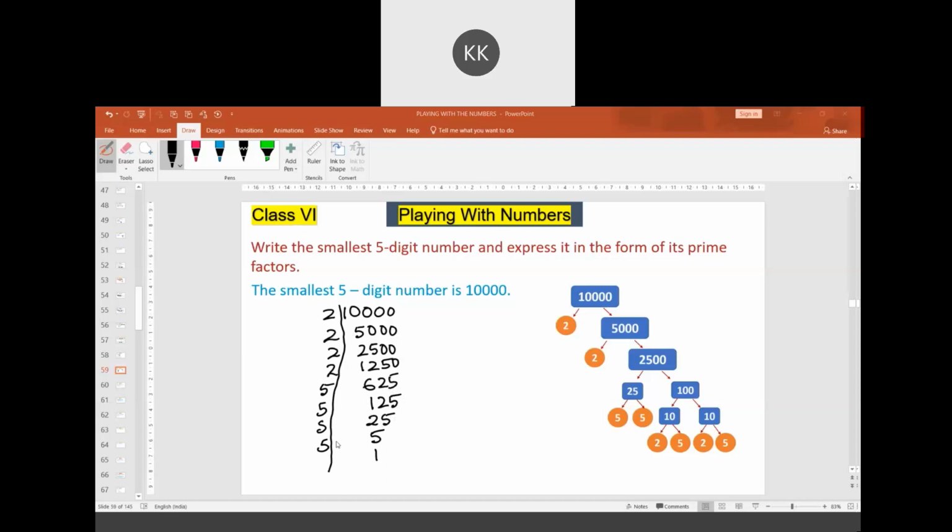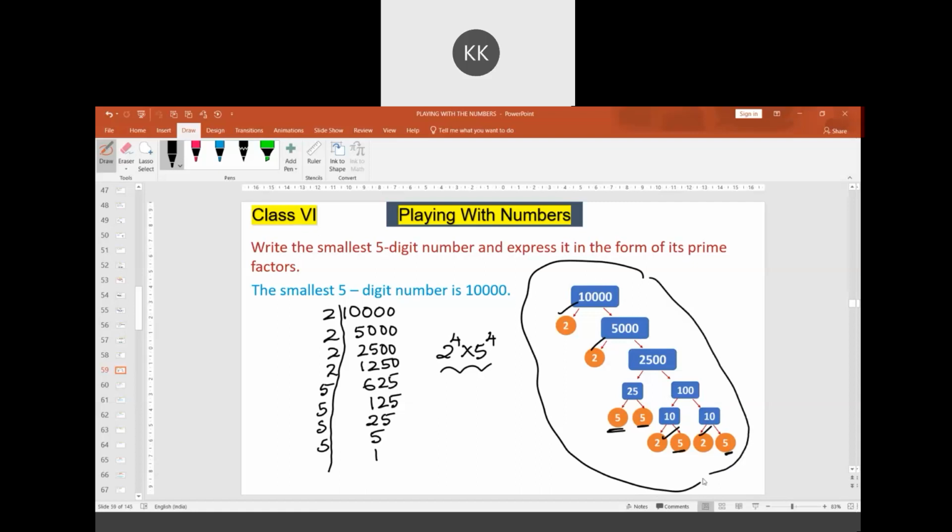If you look at the number of 2's here, it is 4 times. So 2 raised to the power 4. This is 5 raised to the power 4. We get the same result. Here 2 is there 4 times and 5 is there 4 times. This way of writing is called a tree diagram.